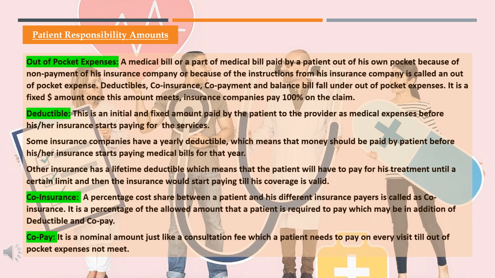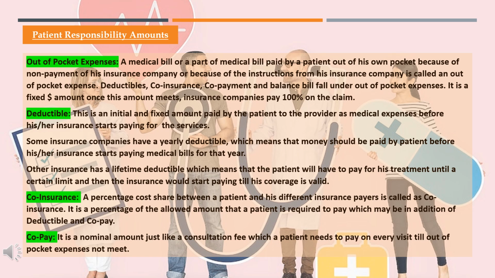Deductibles, coinsurance, copayment and balance bill fall under out-of-pocket expenses. It is a fixed dollar amount. Once this amount is met, insurance companies pay 100% on the claim. Next, what is deductible? This is an initial and fixed amount paid by the patient to the provider as medical expenses before his or her insurance starts paying for the services. Some insurance companies have a yearly deductible, which means that money should be paid by the patient before his or her insurance starts paying medical bills for that year. Other insurance has a lifetime deductible, which means that the patient will have to pay for his treatment until a certain limit, and then the insurance would start paying as long as his coverage is valid.